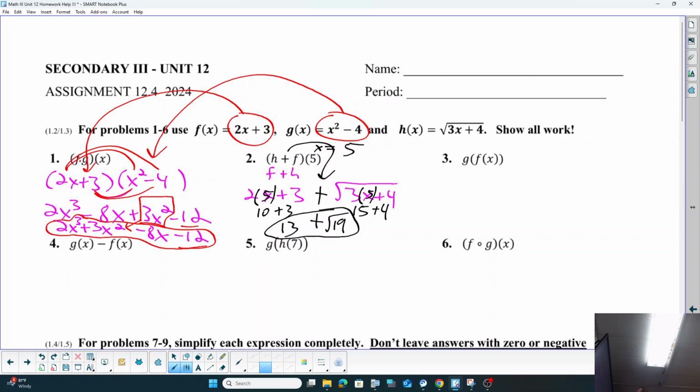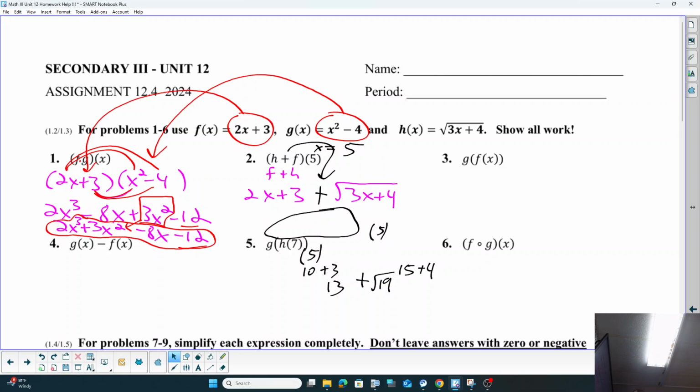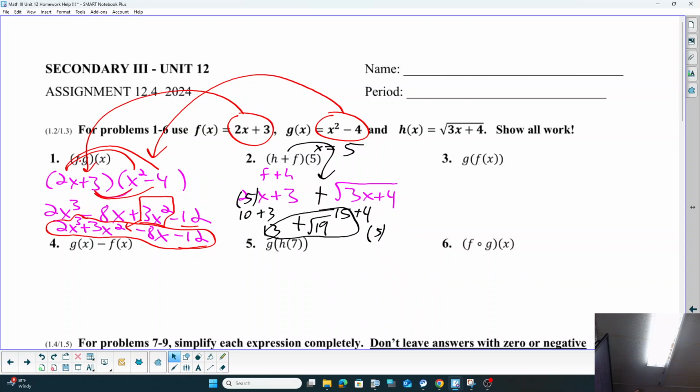Nice. Number 2, you have to do f of x and h of x, but then you have to plug in a 5. So it's f plus h, or h plus f, associative property, it doesn't matter the order. Then you're going to plug a 5 in for x, there and there. So we end up with 13 plus radical 19.